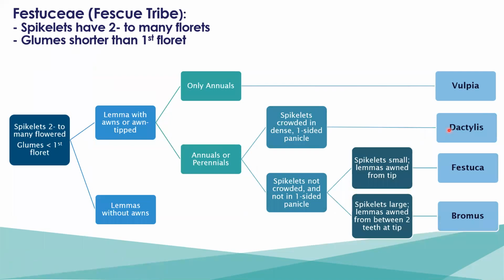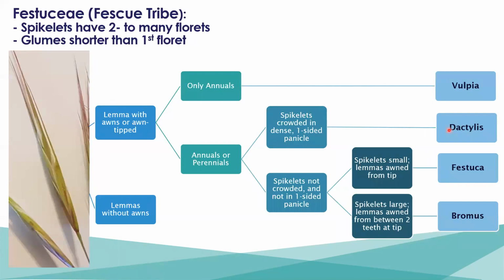All right, so we're here in the fescue tribe. We have a plant that has a spikelet with 2 or more flowers, and our glumes are shorter than the first floret. Next thing we're wanting to look for are awns on the lemma. So again, that lemma is the outside shell of your floret. And you can see this long, long structure here. That's an awn. They're not always this long. We just happen to have one that has very long awns.